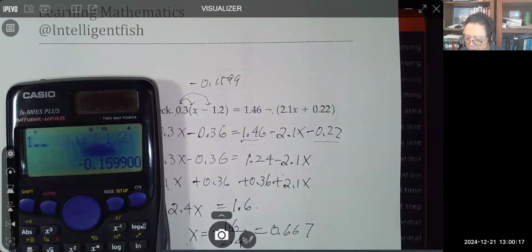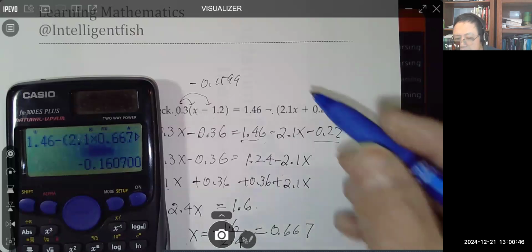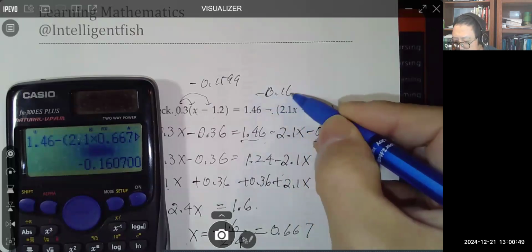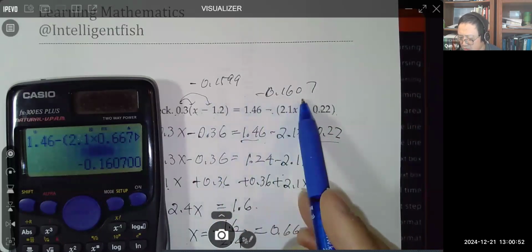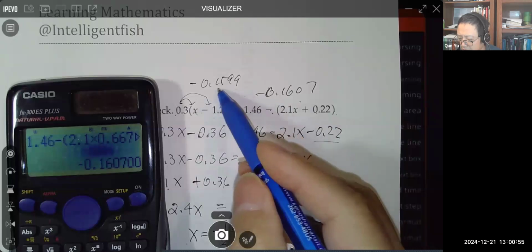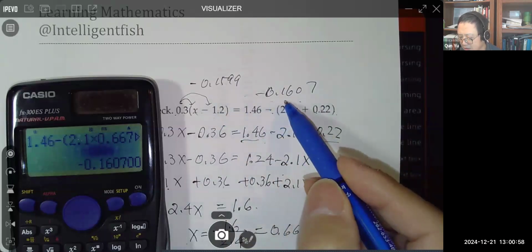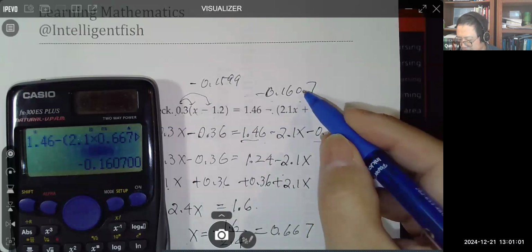So 1.46 minus parentheses 2.1 times x, which is 0.667, and then plus 0.22, close the parentheses, equals. Now look at this number, negative 0.1607. These two are really, really close because this one is really close to 0.16, this one 0.1607. So the difference is in the 4th digit.